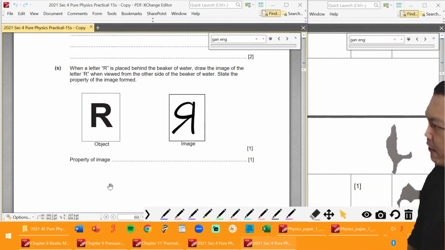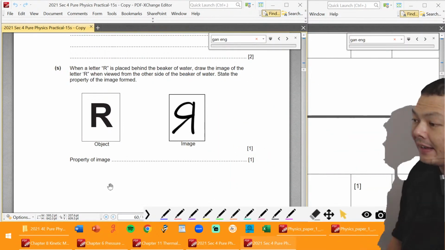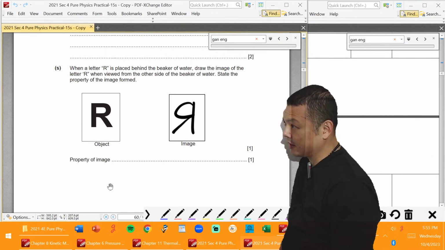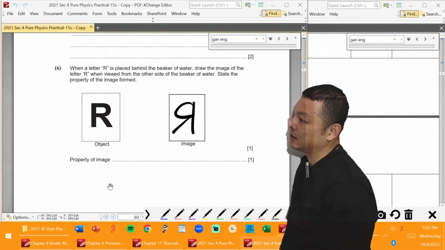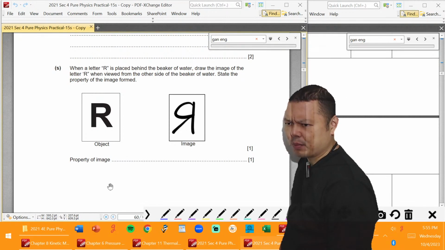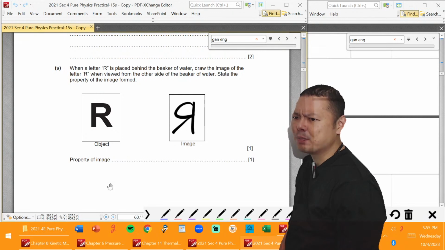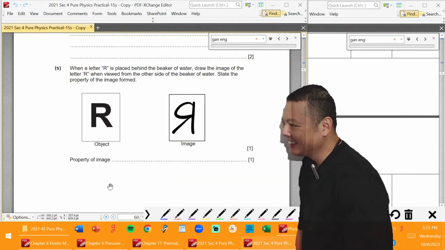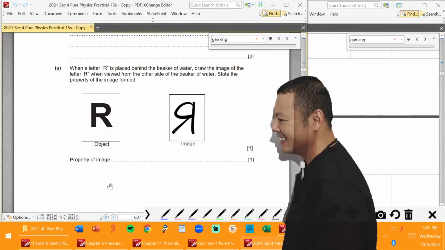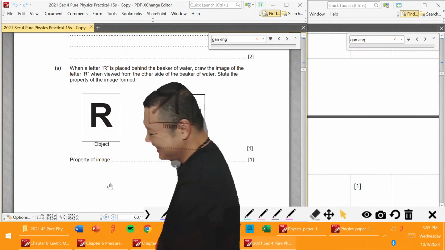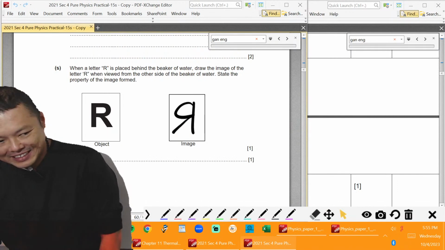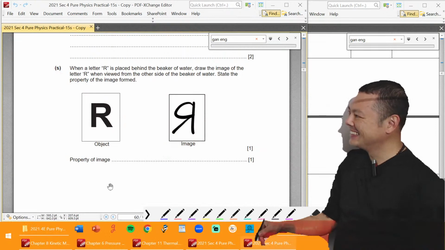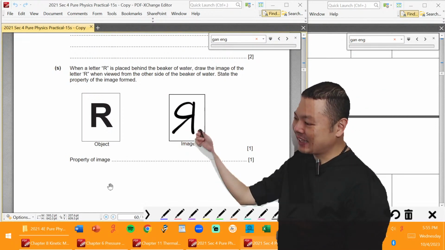Laterally inverted. Upright, yes, it is upright. Laterally inverted, not opposite. What opposite? Opposite is the other side. Opposite is where the hawker center is. International school one, opposite. Alright, laterally inverted, upright.